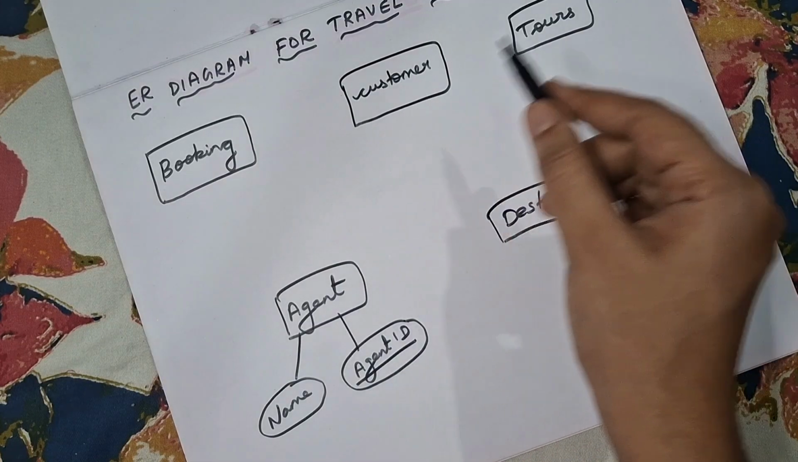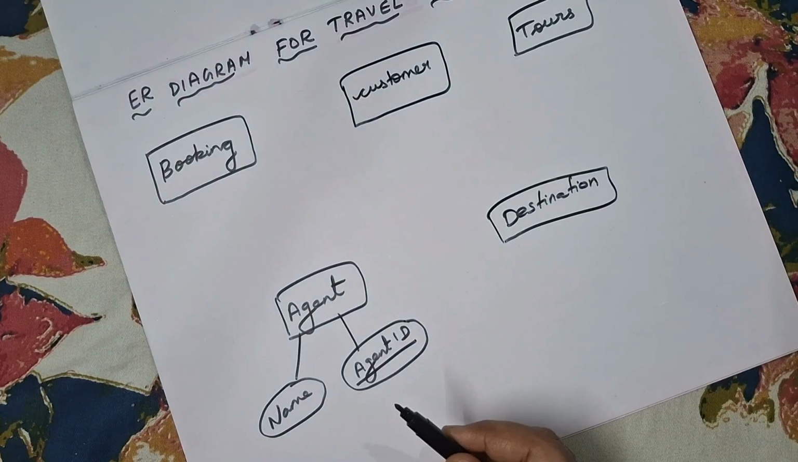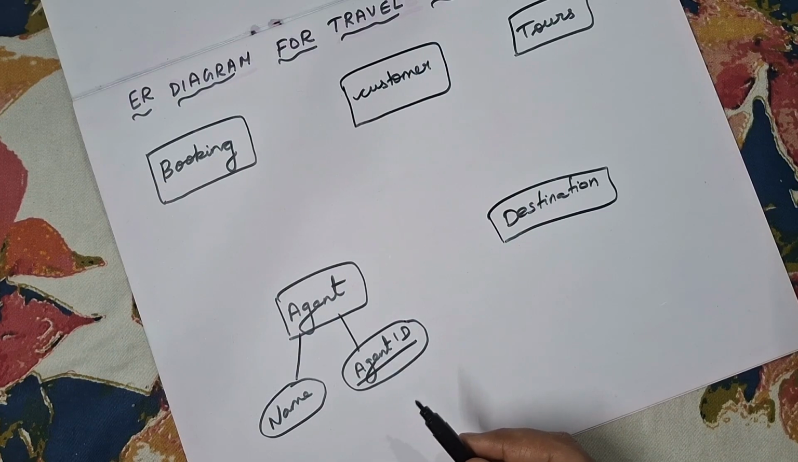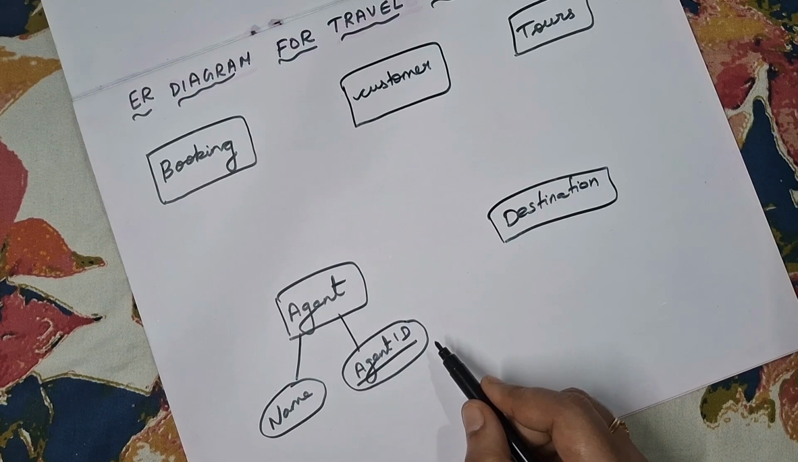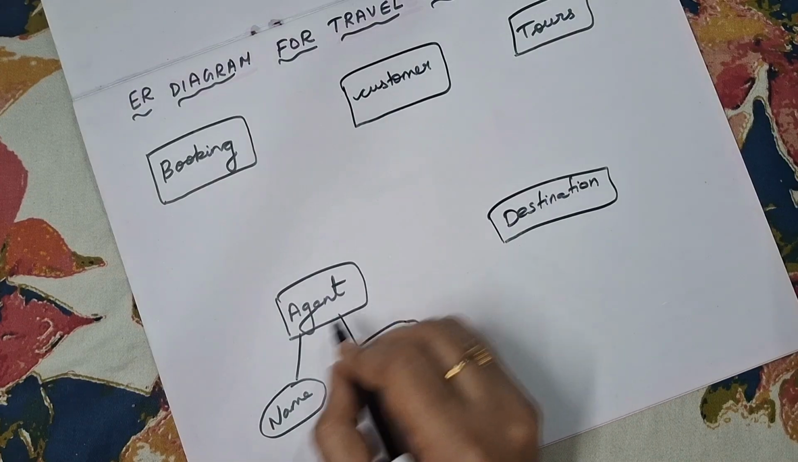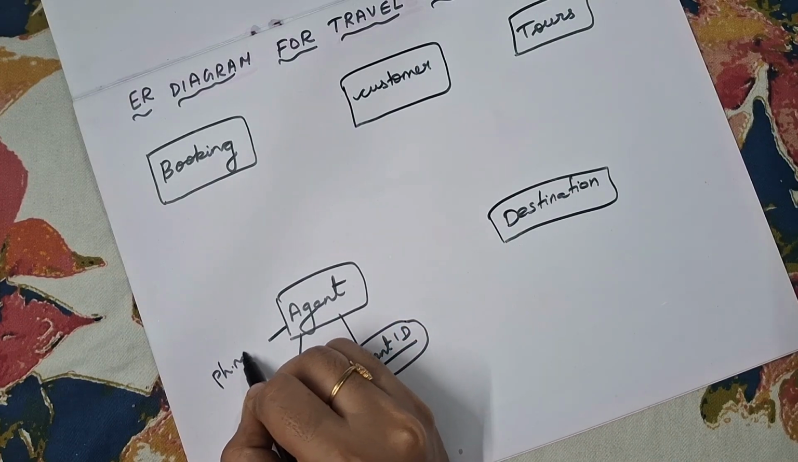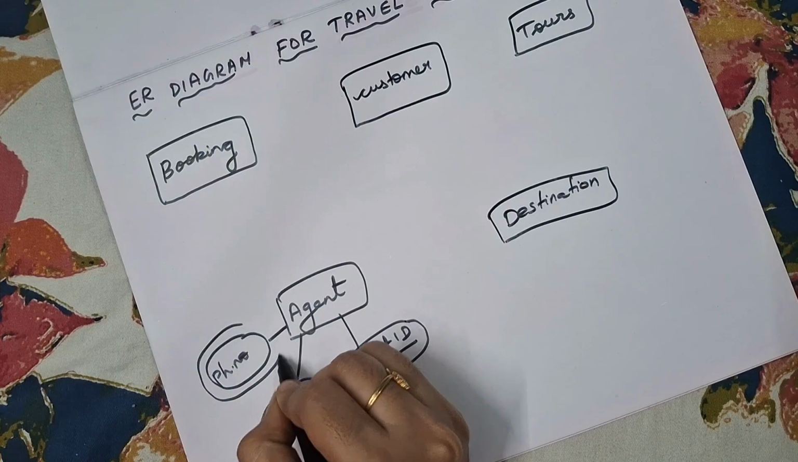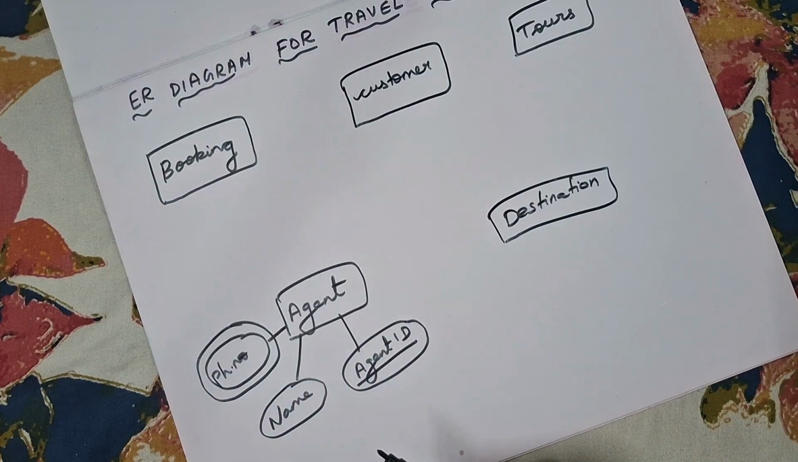If in a travel agency system 10 agents are working and the agent ID of one agent is 33, the same agent ID 33 will not be repeated for any of the remaining 9 agents. Since that agent ID is unique, it is known as a primary key, so we have underlined it. Next is the phone number of the agent. It must be written inside a double oval because an agent can have more than one phone number.